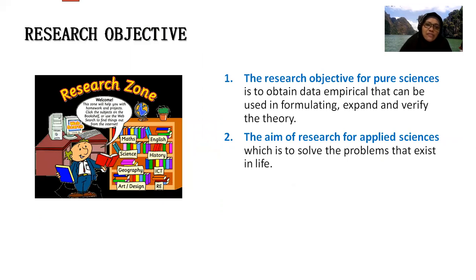Okay, and what is the research objective? Actually, for the research objective, we have two types of research: pure science and applied science. The objective of pure science is to obtain empirical data, and to formulate or expand and verify theory. And for applied science, the objective is to solve some problem.